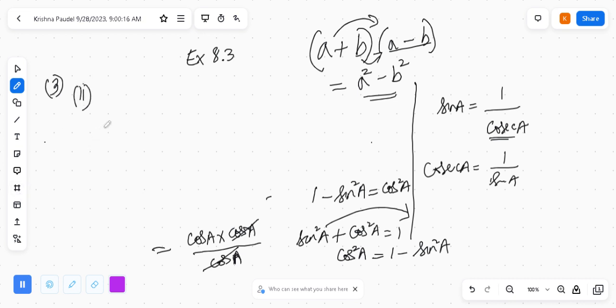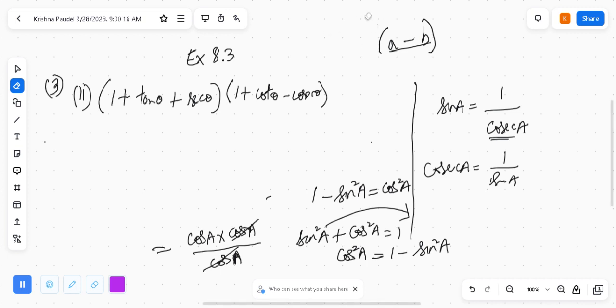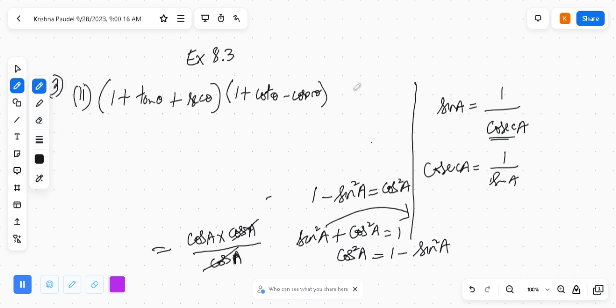And the question is (1 plus tan theta plus sec theta) into (1 plus cot theta minus cosec theta). So this is the question. I'll show you how we will do this sum. Generally in this kind of question, they'll be giving you a proof that this is equal to some other quantity, maybe some trigonometric ratio or some value. But in this case, they've just given options.